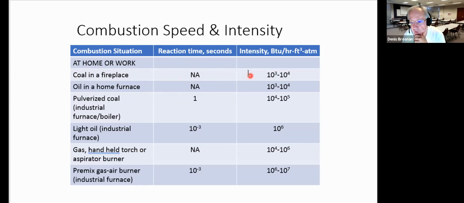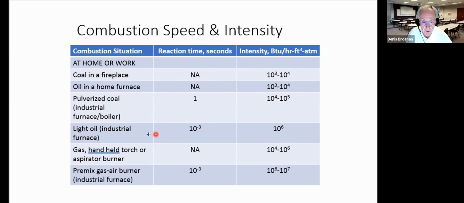But we have an intensity, and if we just consider 1 atmosphere pressure total, then the intensity is about 10 to the third power, meaning 1,000. Maybe that's 10 to the fourth, 10,000 BTUs per hour. Now what I want you to do is look as we go down. Pulverized coal was later on. Intensity was about 10 to the fourth to 10 to the fifth. So that's 1 to 2 orders of magnitude over coal intensity in a fireplace.